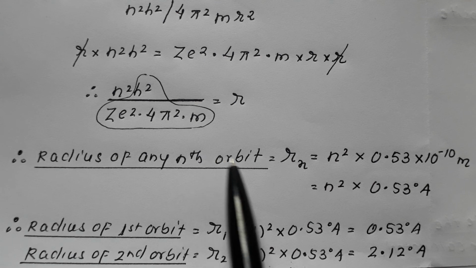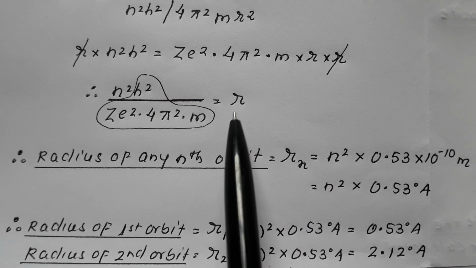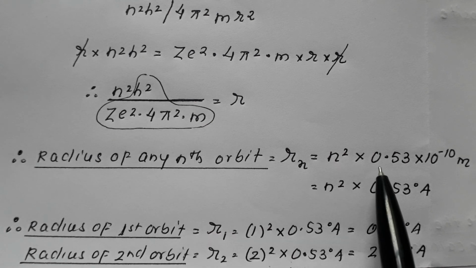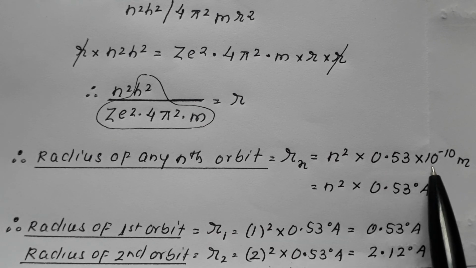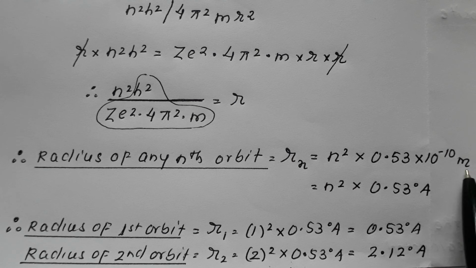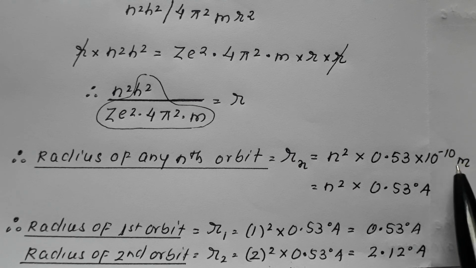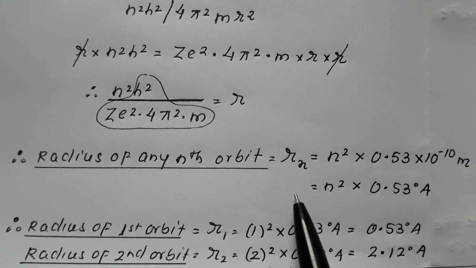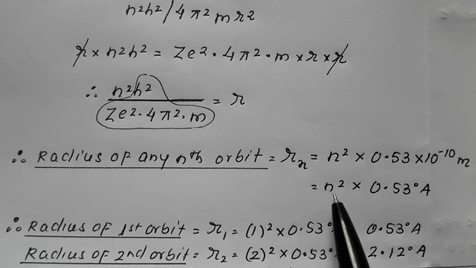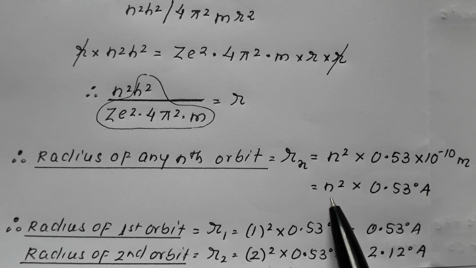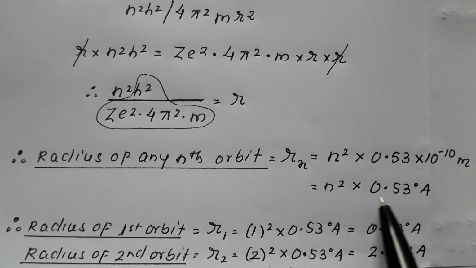This radius of an orbit r is equal to n square into 0.53 into 10 raised to minus 10 meters. We are aware that 10 raised to minus 10 meter is equal to 1 Angstrom, so we can say the radius of any nth orbit is n square into 0.53 Angstrom.